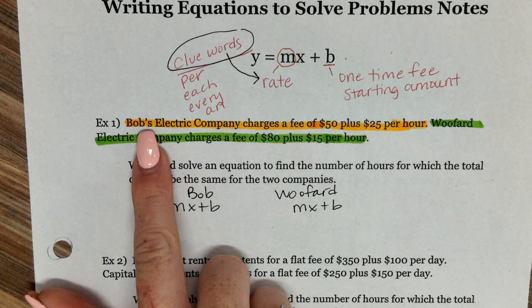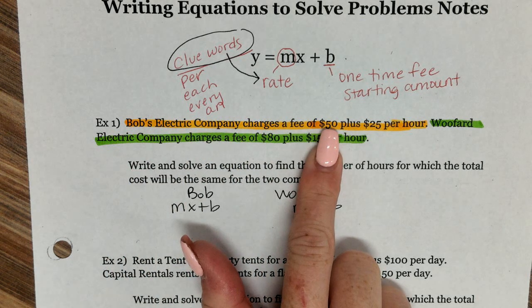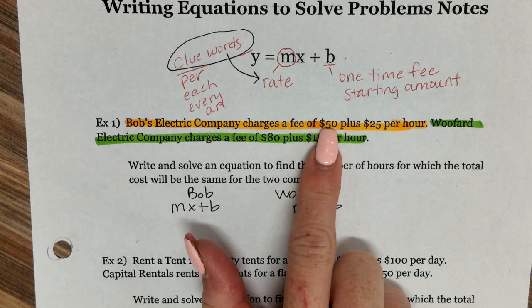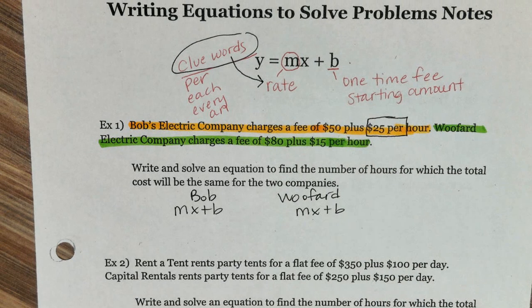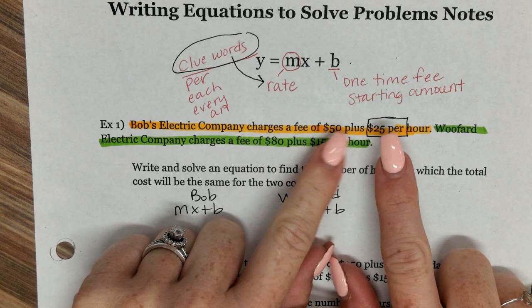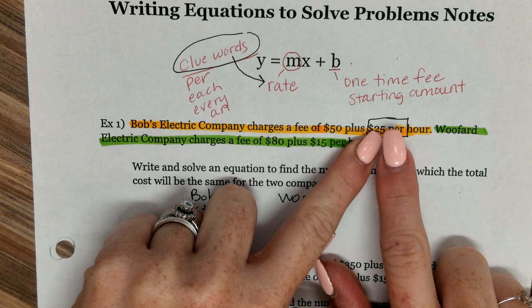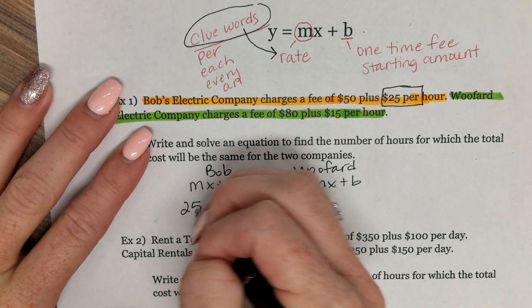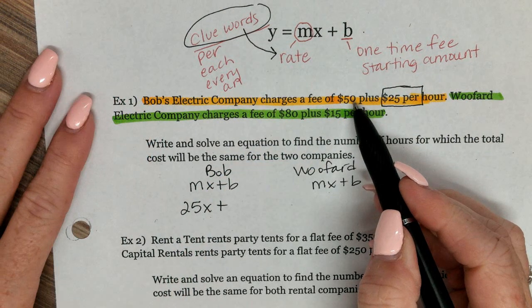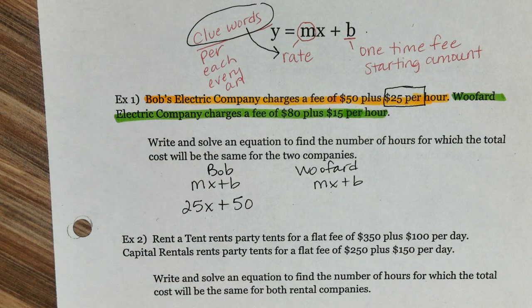So let's read it. Bob's Company charges a fee of $50. Is that a rate, or is that like a one-time thing? So that's the B, plus $25 per hour. Did y'all see that clue word? Yes. Okay, so which one of these numbers gets the X? The rate. The one that has the clue word gets the x. So I'm going to write 25x plus the one-time fee. What's the one-time fee? 50.